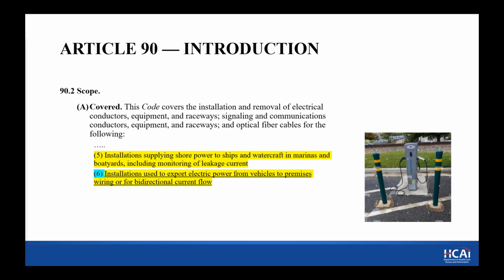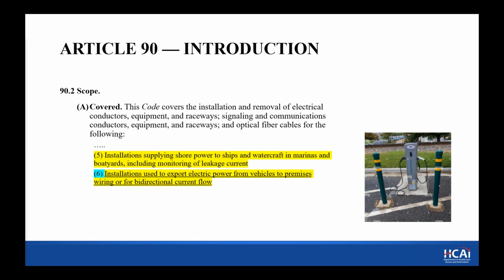So here in Article 90, where the scope is identified, it adds in what's covered: installations for shore power to ships, which we're not too interested in, but item 6, installations used to export electrical power from vehicles to premises wiring, or for bidirectional current flow. So this is one of the themes I was talking about. The code is taking into account the new technologies and evolving to address that.